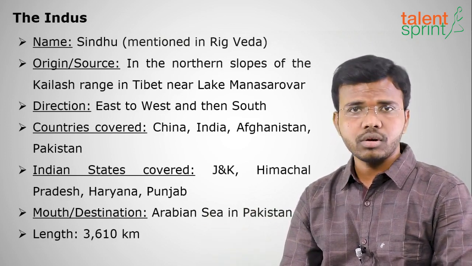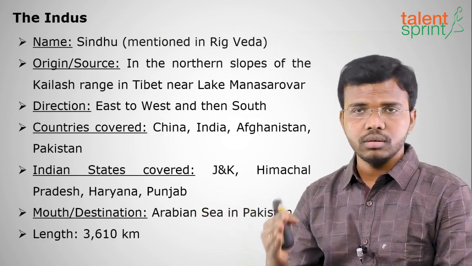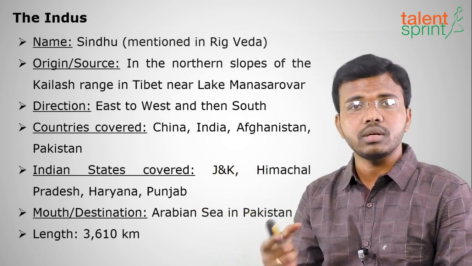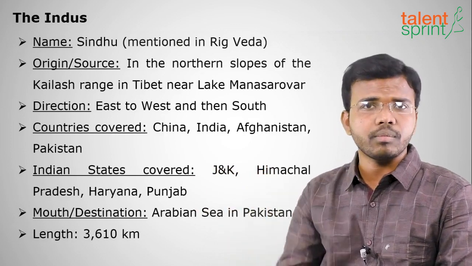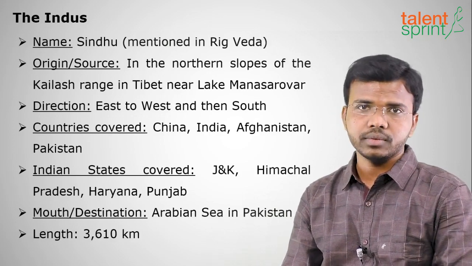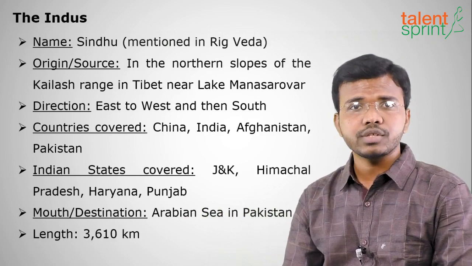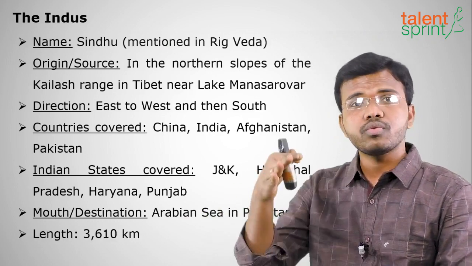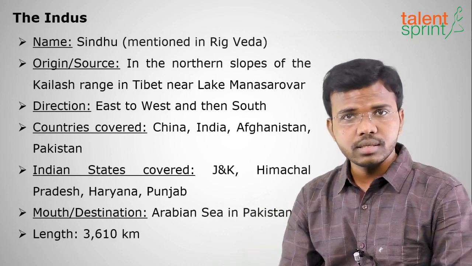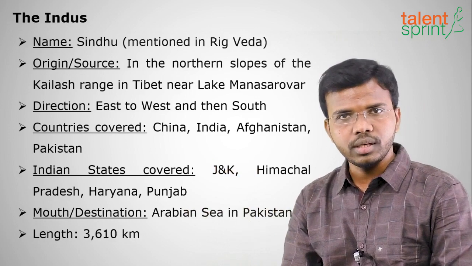The origin or source of the Indus River is near Mount Kailas, near Lake Manasarovar, not exactly from Manasarovar Lake but near it, in Tibet. Tibet is under China now. It flows from east to west, then towards the south, and reaches the Arabian Sea near Karachi in Pakistan. That is the destination or mouth of the Indus River.